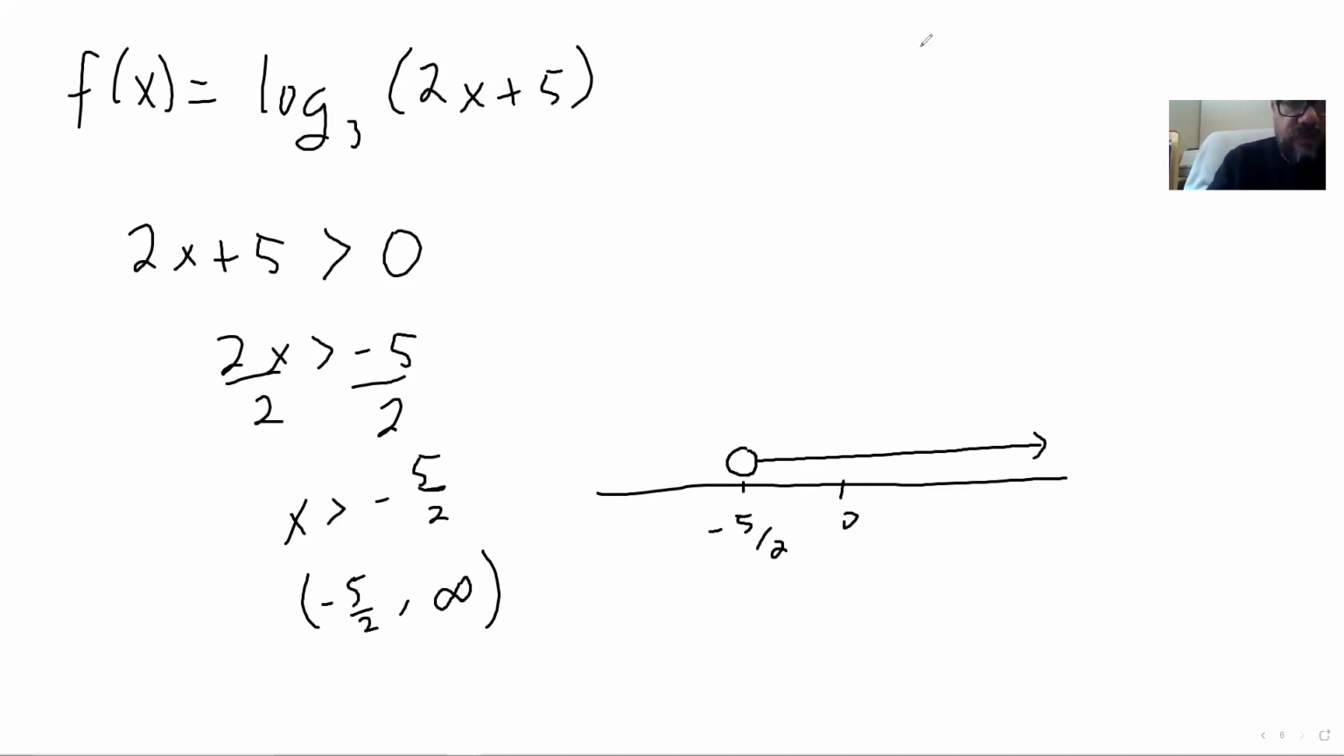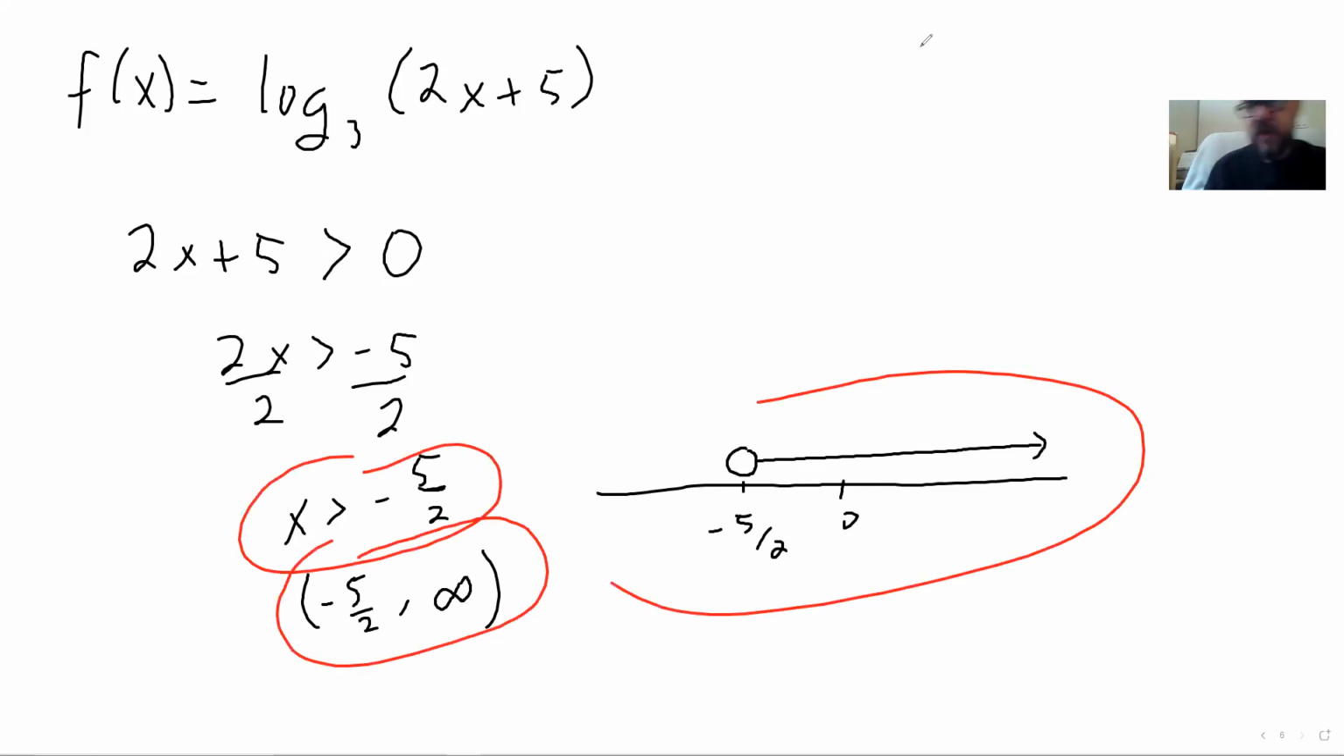You can write your domain in any of those ways. This is fine. This is fine. This is fine. On tests, I will often ask for all three just to make sure that you can convert between them, because it is important to be able to understand when somebody writes like this and also have a visual representation of what that is and know what it means in inequality form. So this is the domain of this log.